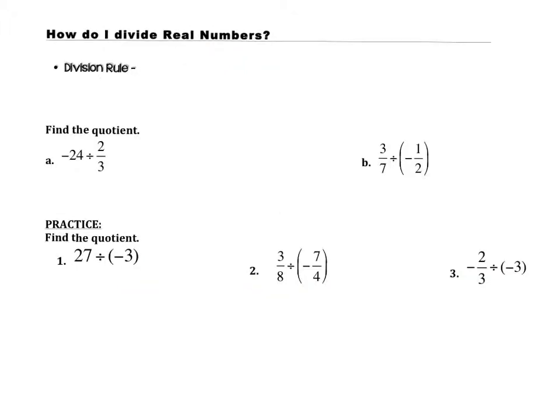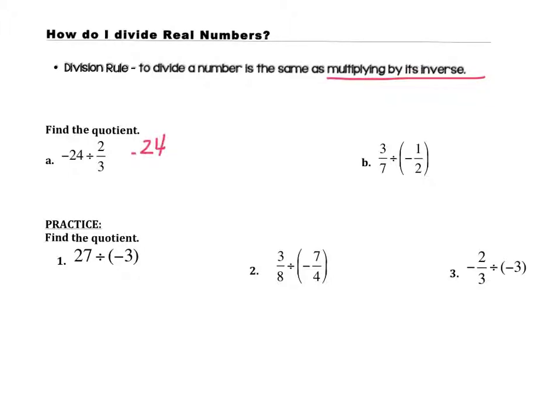All right, so now that we know what the multiplicative inverse is, let's go ahead and see how it applies to the division rule. The division rule states that to divide by a number is the same thing as multiplying by its inverse. Well, let's take a look at how that applies to the problems below. I have negative 24 divided by 2/3. Well, I'm going to place my negative 24 all over 1. I'm going to multiply it by its reciprocal. The reciprocal of 2/3 is going to be 3 all over 2.